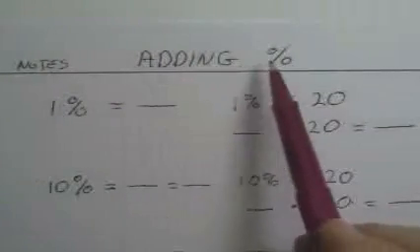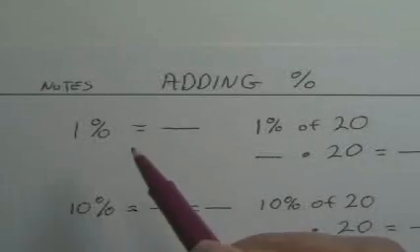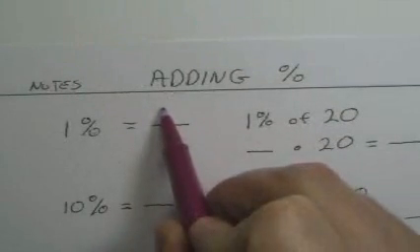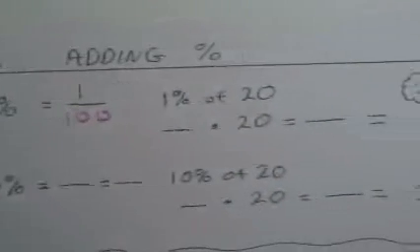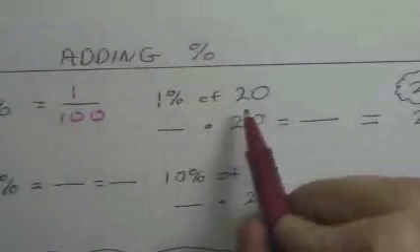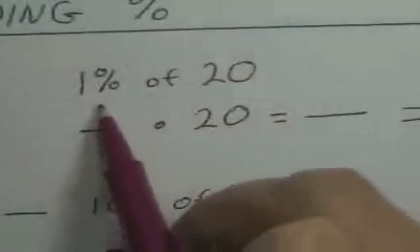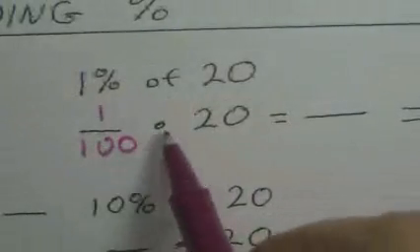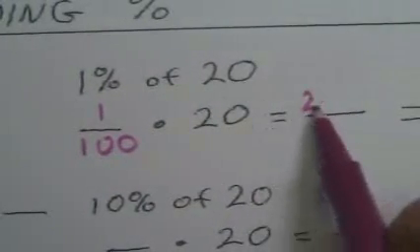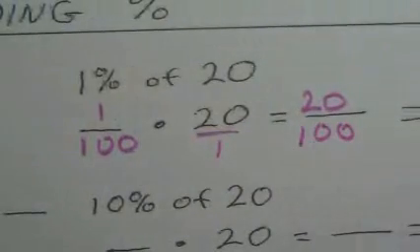Okay, today we'll learn how to find percent, and this entails knowing the 1% rule and the 10% rule. So going up at the top, we can say that 1% is the same thing as 1 over 100. So, if we want to say what's 1% of 20, 1% is 1 over 100 times, and then of is times, so 1 over 100 times 20. Well, that would be 1 times 20 is 20. That's 20 over 100.